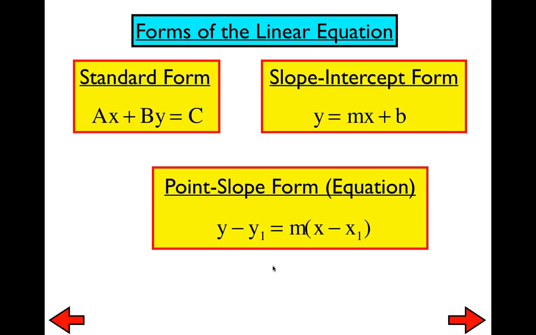And then we have point slope form. This is the newest one, and this is, again, the one that you're going to have to learn to commit to memory because it's not going to be given to you.